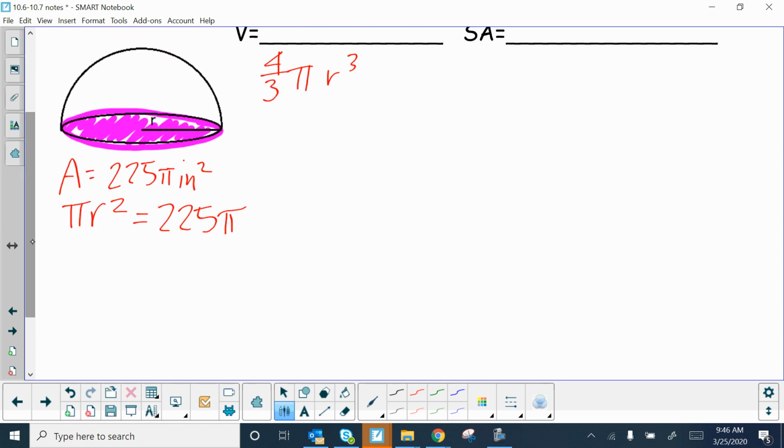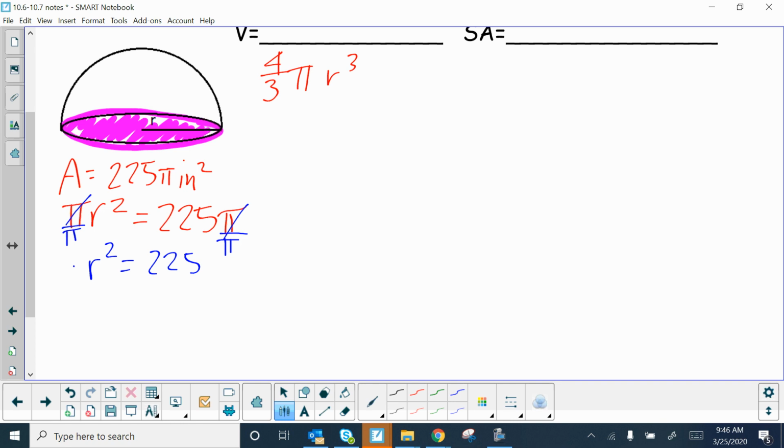And so what happens to the pi's? The pi's will cancel out. So then I have r squared equals 225 pi. If you're wondering why the pi's cancel out, think of it as if you would divide by pi over here, and it cancels. Whatever you do to one side, you have to do to the other. So you're dividing pi on both sides. So r squared equals 225.